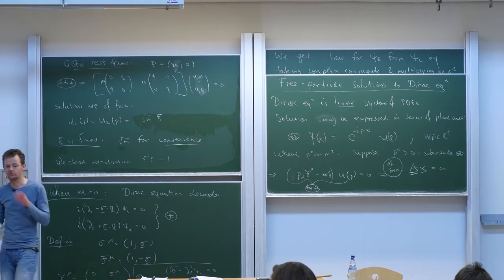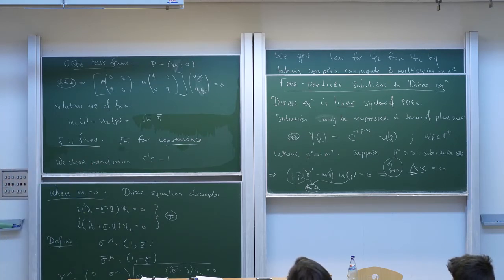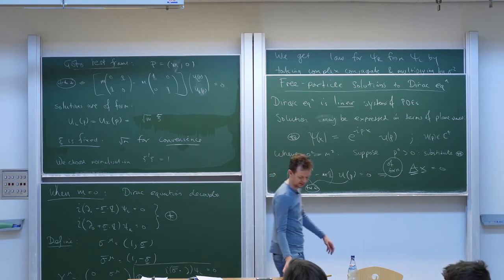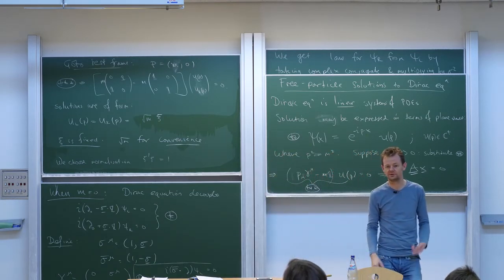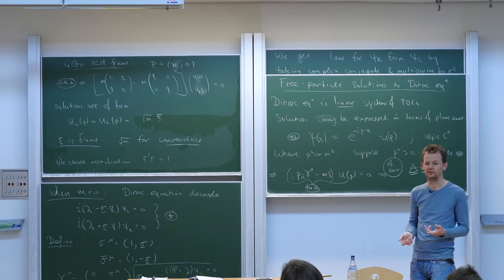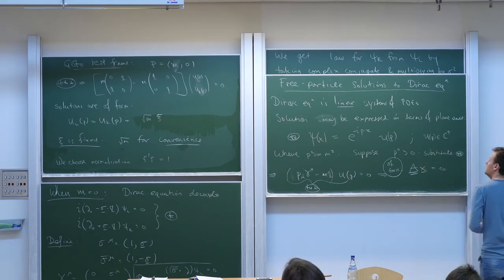And we're free to choose a normalization for this vector xi. Let's make it just norm 1, because any scalar multiple of it will also be a solution. Now, how many such vectors xi are there? It's a two-dimensional complex vector space of these guys. Therefore, there's two linearly independent solutions in the rest frame.